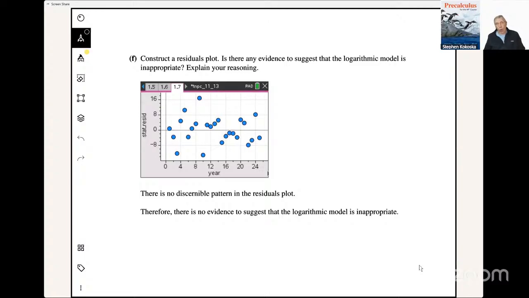We might also look at this residual plot and see an outlier, an observation that's very, very far away from the rest. That's an indication that you might want to go back and check your data or check the model. Something could be wrong. Well, after all of that, as I look at that residual plot, I don't see any pattern there. I don't see any outliers there. To me, there's no evidence to suggest that the logarithmic model is inappropriate.